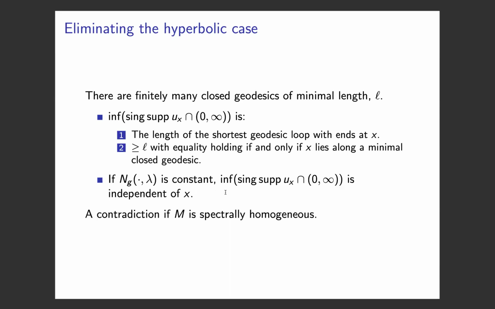Then, of course, on the other hand, we've already assumed that our local counting function is constant. In other words, this infimum is constant in x, and so every point has to lie on this minimal closed geodesic, and that's just an absurdity. That cannot happen, and that's the contradiction that we derive. There's a little bit of geometry in the result, but none of it is terribly difficult.